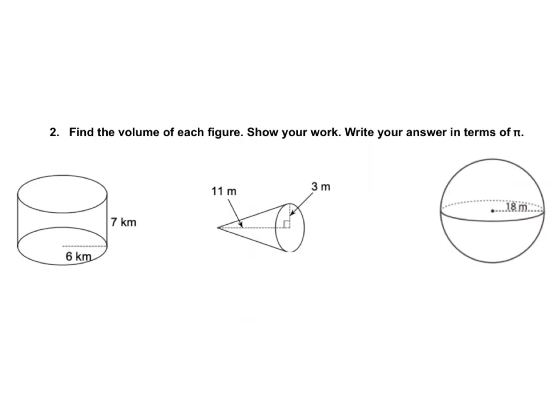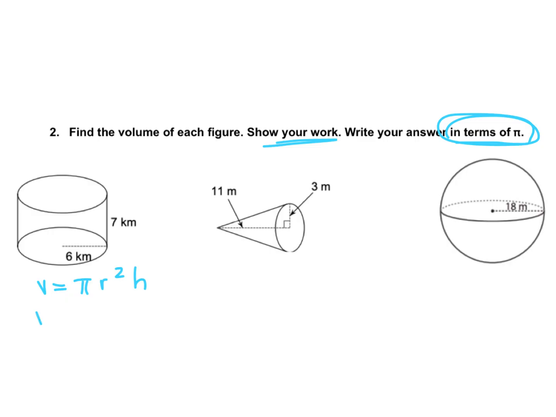For number 2, we're going to find the volume of each figure and make sure you show your work. And our answer is in terms of pi. So remember, that means we don't calculate the pi. Our first shape is a cylinder. So use your formula sheet to find the formula for the volume of a cylinder. On the formula sheet, it says V equals pi r squared h.